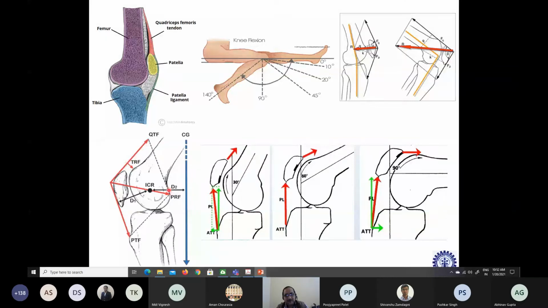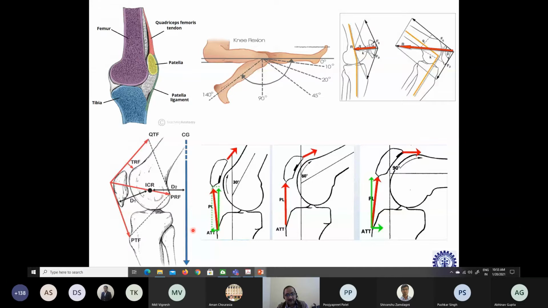Okay? So here, if you can see the picture towards the left as I am pointing out, you have the quadriceps femoris tendon on one side, a line of force. You have the patella ligament, another line of force. So the resultant should actually pass through the instantaneous center. Okay, and with knee flexion and extension, this moment arm is actually varying. The D1 is actually varying.